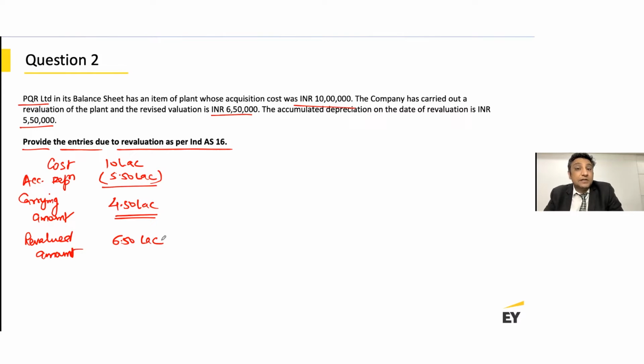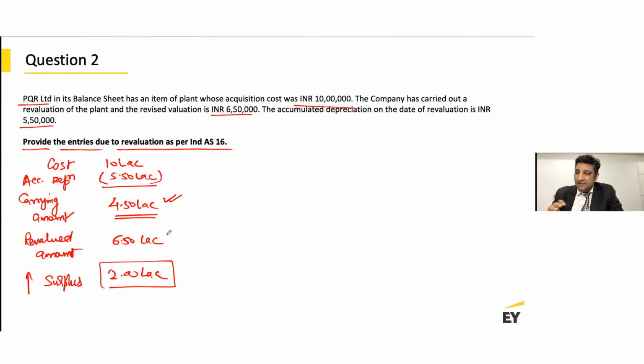6.5 lakh rupees. Now, what does it mean? It simply means there is an upward revaluation, that is a revaluation surplus of 2 lakh rupees, right? That is where we start preparing or structuring our answer. The first thing that we want to do is bring the asset's cost to its carrying value. That's the first step. And then compare this carrying value versus the revalued amount and build that entry to upward the value of the asset to 6.5 lakh rupees, right?